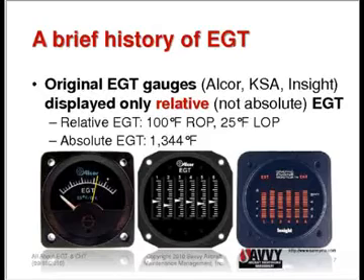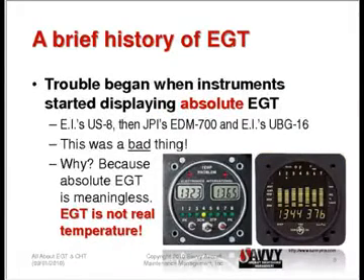Things got a little bit messier when a company called Electronics International introduced an instrument called the US-8, which stands for Ultimate Scanner 8, and it was this instrument here. And for the first time, these guys presented EGT information, CHT and EGT information, not as relative values, but as absolute digital values. Here we're looking at 1323 degrees Fahrenheit or 1365 degrees Fahrenheit. And of course their marketing material was touting the fact that now for the first time you could see your EGT with 1 degree accuracy and know exactly what it was.